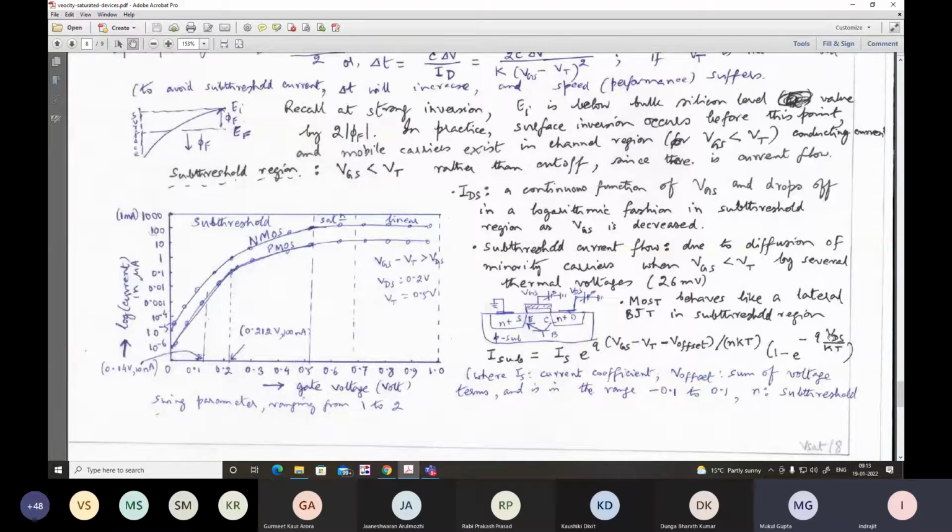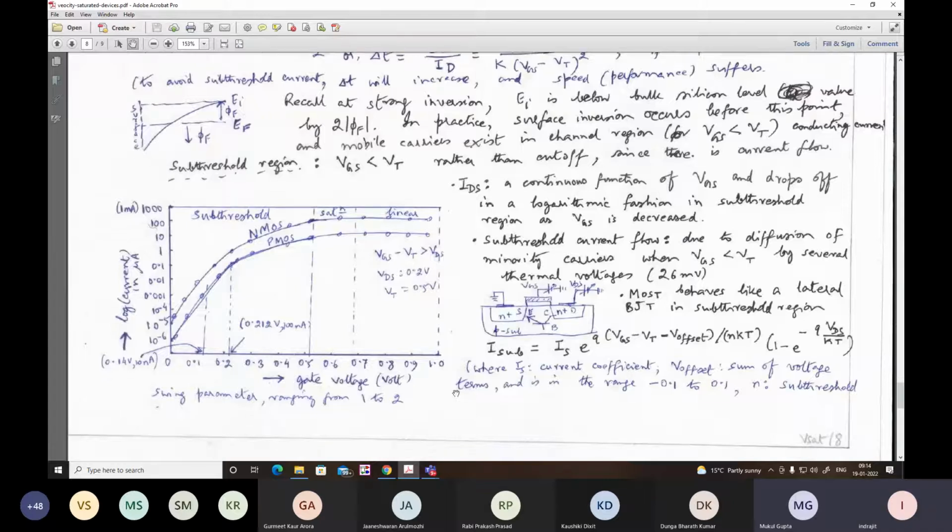And what are the parameters? IS is the current coefficient. Then V offset is the sum of voltage terms. These offset voltages are coming due to random variation of the process technology, and also some ambient features like temperature variation, due to which these V offset terms normally vary from minus 0.12 to plus 0.1 volt. And N is an important parameter, the subthreshold swing parameter, that normally varies from 1 to 2. We shall see in the light of this technology data.